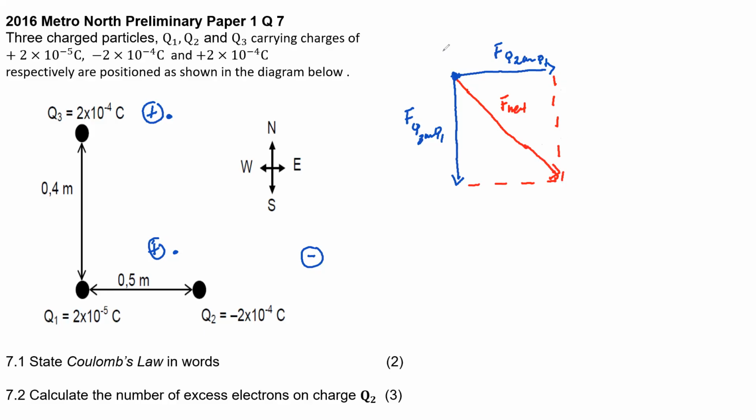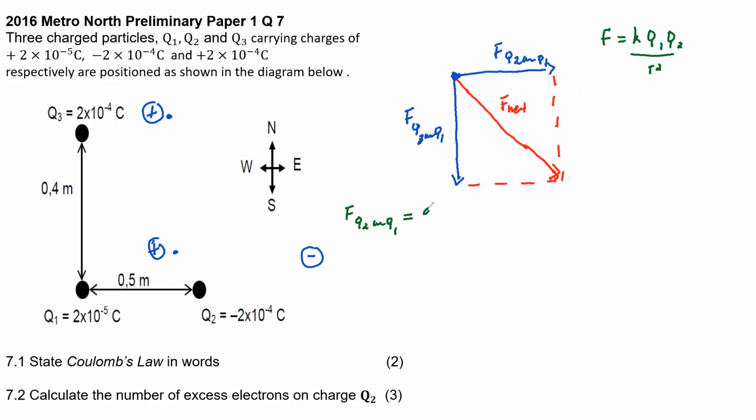What's our first mark? The formula. Our first mark is the formula. What's that one? F is equal to K Q1 Q2, all this over R squared. Let's get the force that Q2 exerts on Q1. So I'm looking for the force F that Q2 exerts on Q1. So what's that one there?